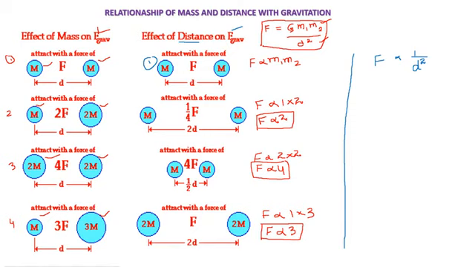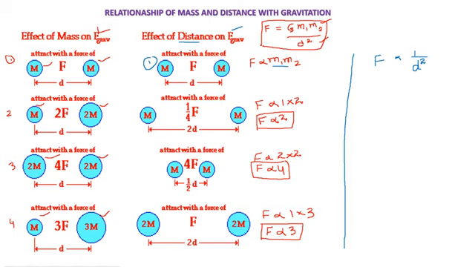Why is it inversely proportional? Because distance is in the denominator, right? The mass is in the numerator, which means the product of the masses of the two objects is directly proportional to the force. If the quantity is in the numerator, then it is directly proportional, and if the quantity is in the denominator, then the relationship between the quantity and the force will be inversely proportional.